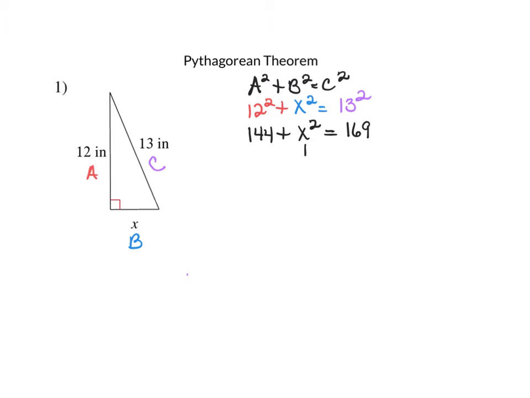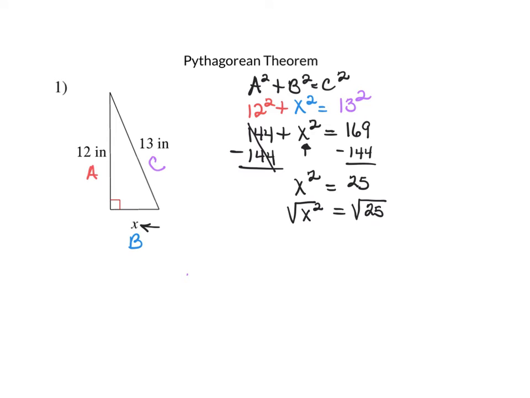So we're going to isolate the x variable by subtracting 144 from both sides of the equation. This cancels out. Now x squared is on the side by itself. 169 minus 144 is 25. Now we need to take the square root because we're looking for x. So we're going to take the square root of x squared, and if we do it on the left of the equal sign, we must do it on the right of the equal sign. The square root of x squared is x. The square root of 25 is 5. So x equals 5.